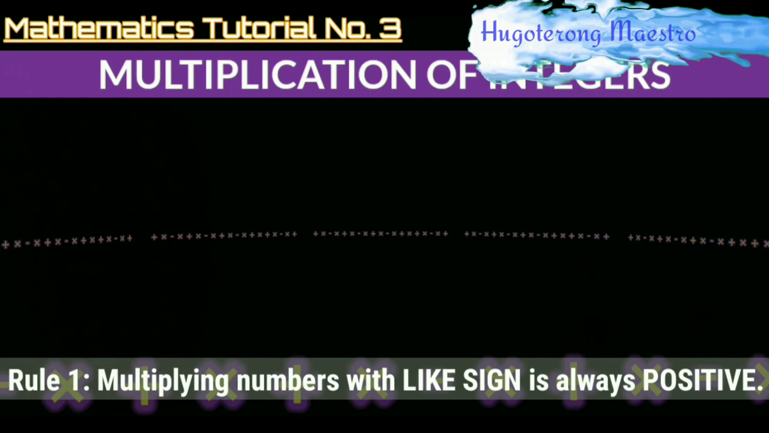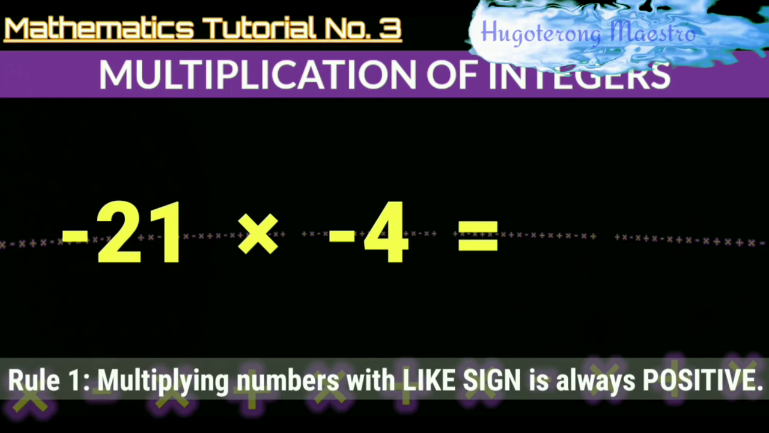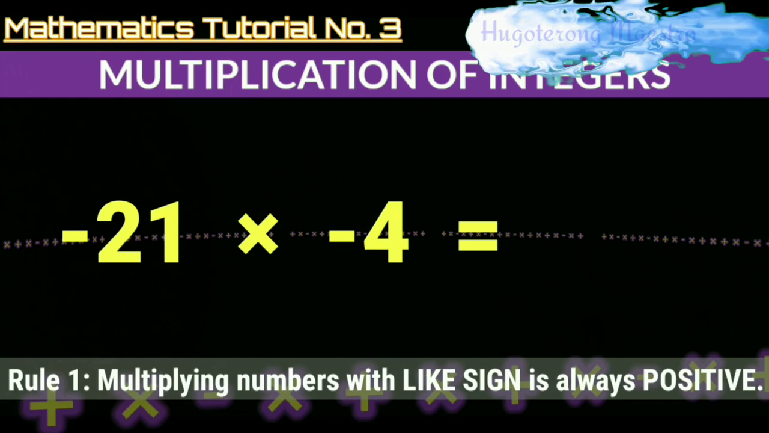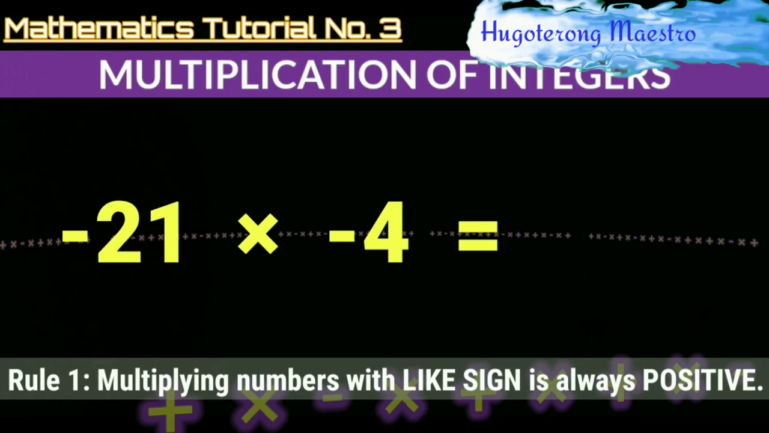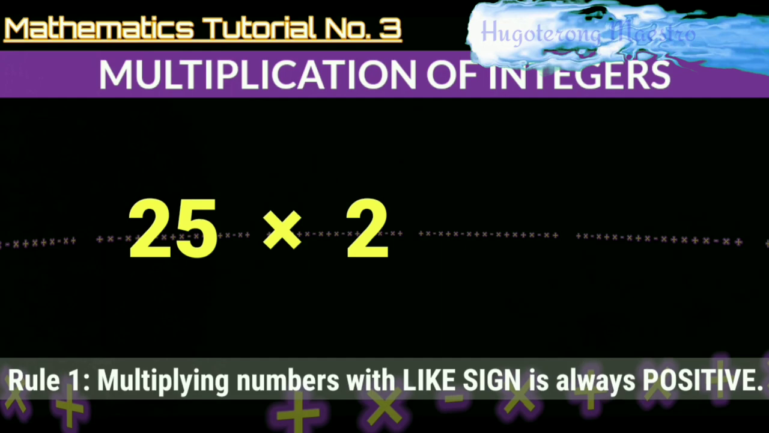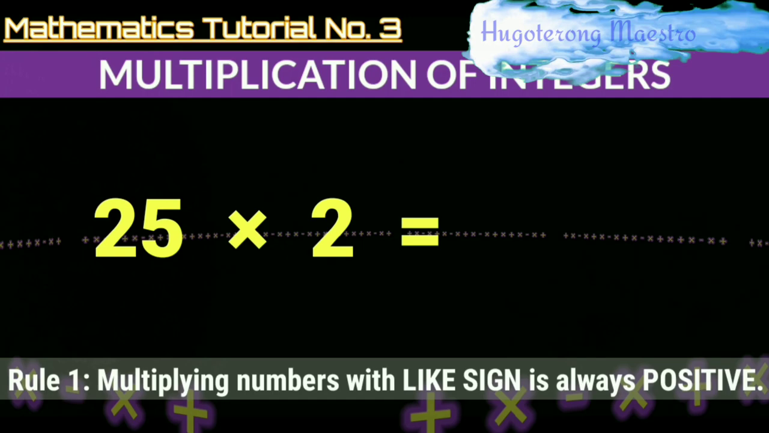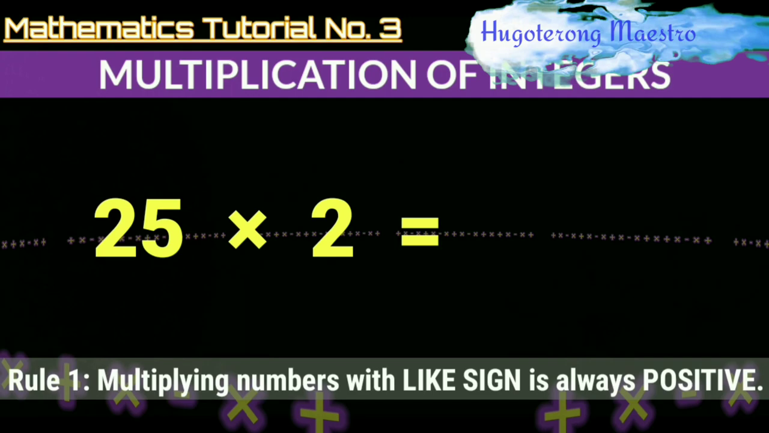Alright, let's have negative 21 times negative 4. So again, kung makikita natin, parehas ang sign nila, which is negative, so our answer will always be positive. So negative 21 times negative 4, our answer is positive 84. 25 times 2, they are both positive, so ang sagot natin yan ay positive. So 25 times 2, that is 50, so our answer is positive 50.